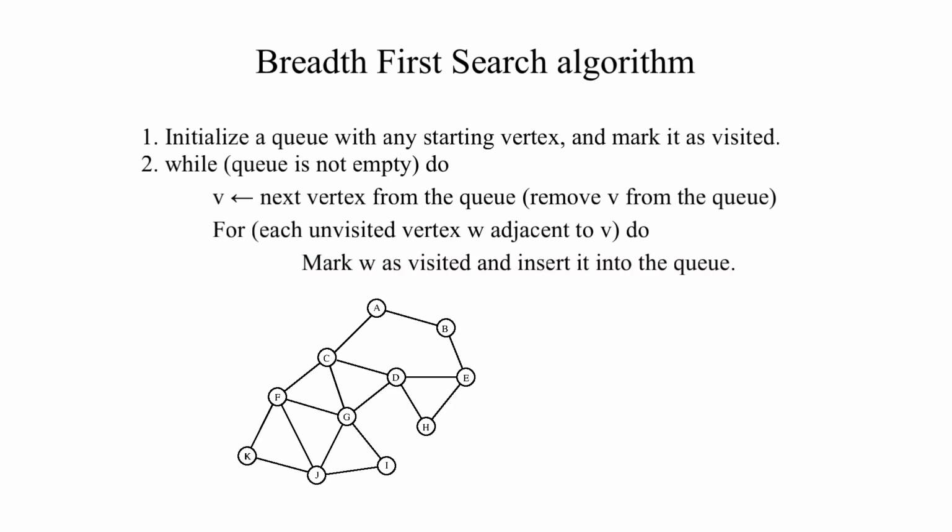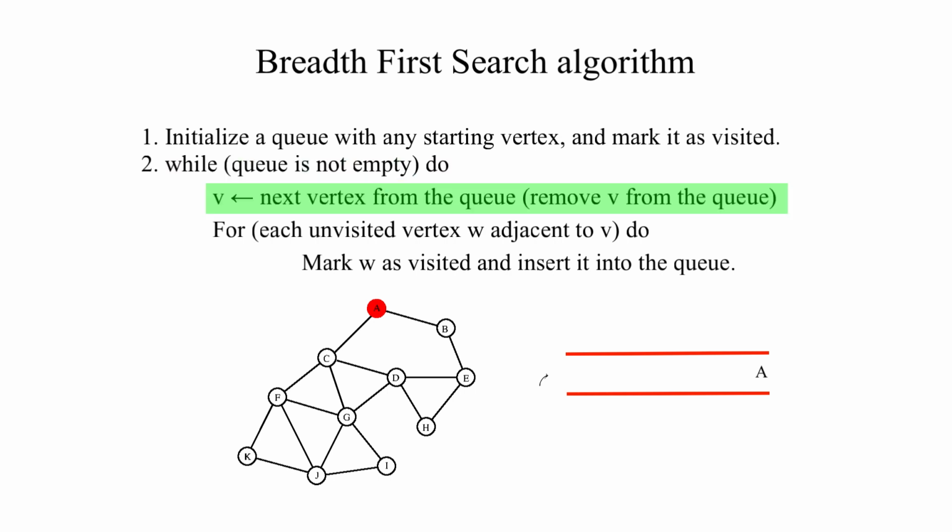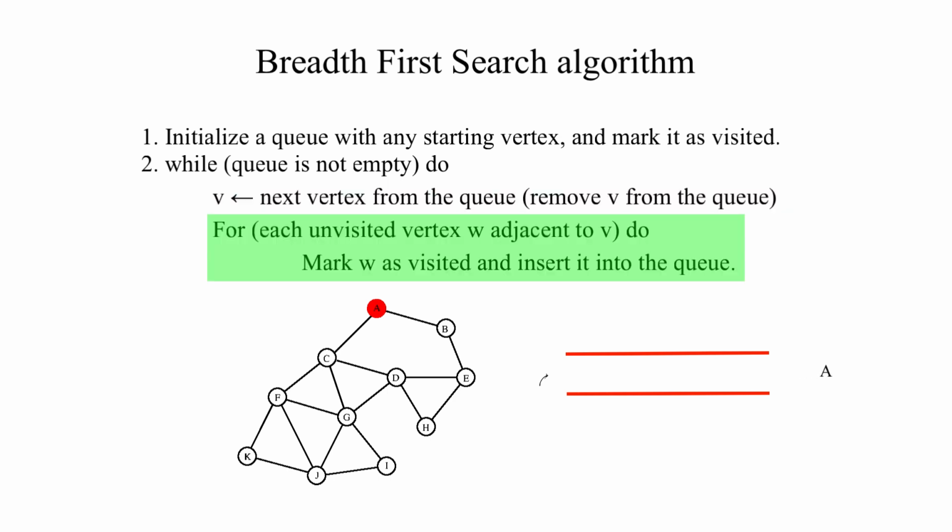To illustrate the algorithm, let us apply it to the previous example. Let us initialize a queue with the starting vertex A, and mark it as visited. Then, the queue is not empty. So, we take the next vertex from the queue, which is the vertex A, and remove it from the queue. For each unvisited vertex adjacent to A, we mark it as visited, and insert it into the queue. So, we mark B and C as visited, and insert them into the queue.